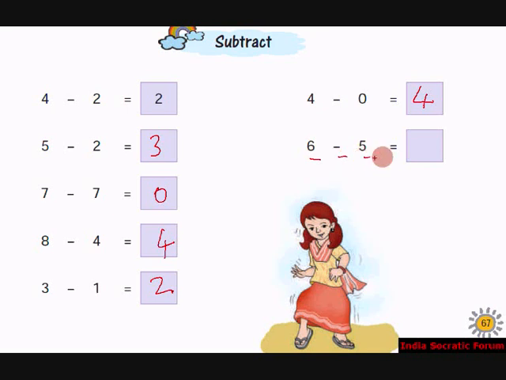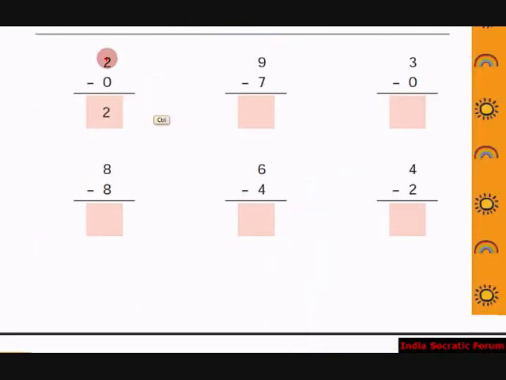6 minus 5. 6 in mind, 5 in fingers. Reduce one after the other. 5, 4, 3, 2, 1. 6 minus 5 equals 1. 2 minus 0 is 2.